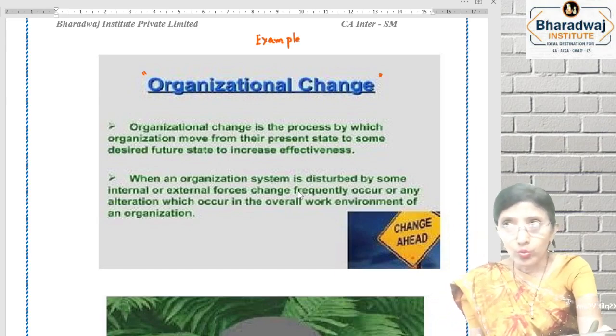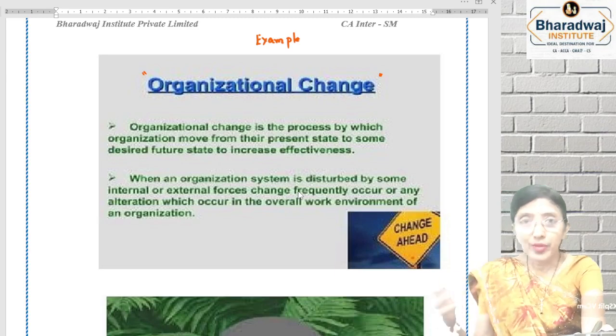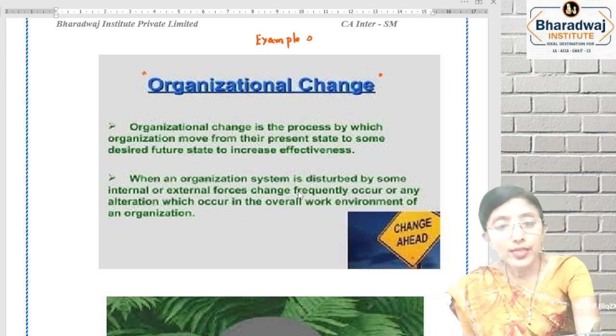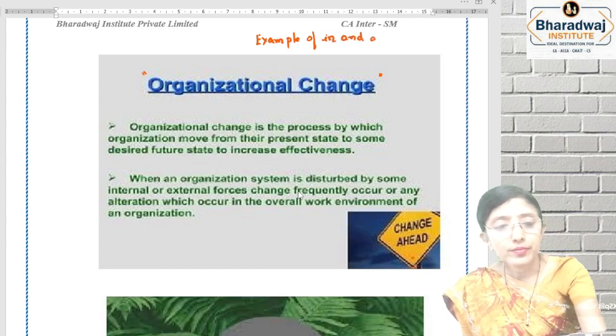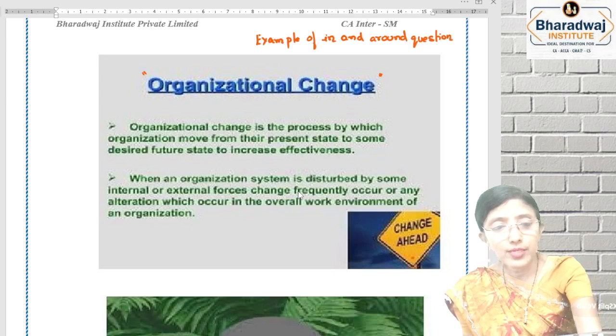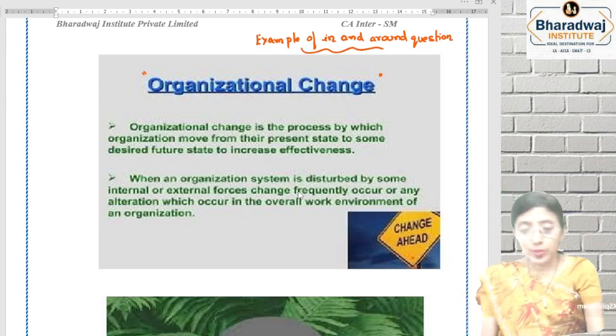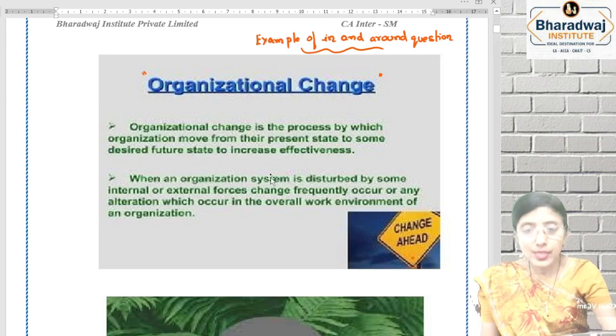In the 2 web references, I found this question. Example of in and around question. Now, after we do this chapter, we will start the classroom exercise of it also. Okay. So, I suppose you're jotting down at least the main points so that when you are given this classroom exercise, you must be able to do it.